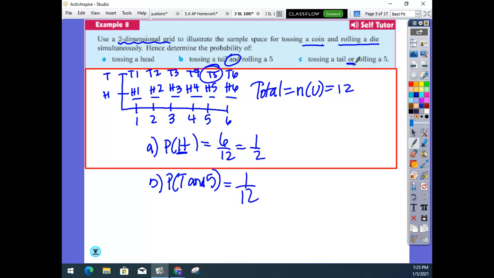Or, when it's or, that means we're going to add. So we take all of our tails, 1, 2, 3, 4, 5, 6, plus any other 5s is 7 out of our total 12.